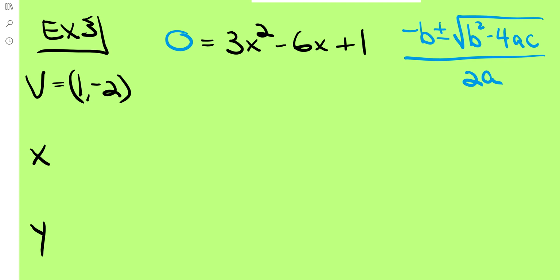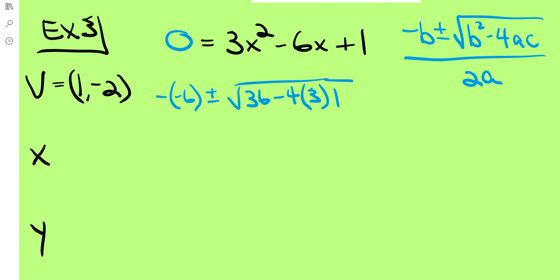Okay, so let's fill it in. I'll do that over here. So it's going to be negative 6 plus or minus the square root of b squared, so that's 36, minus 4 times a, which is 3, times c, which is 1. Extend my line there, parentheses. Okay, and that's going to all be over 2 times a, which is 2 times 3.